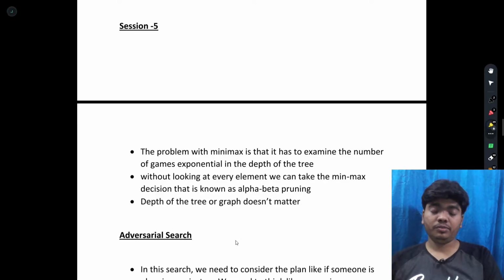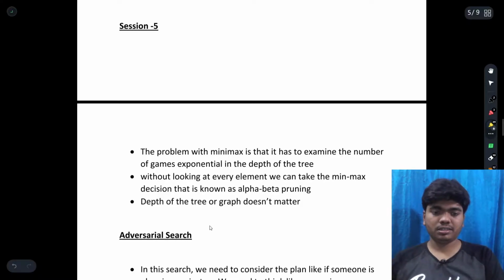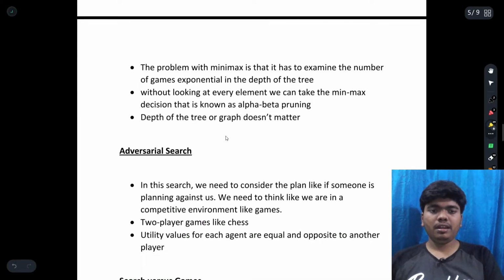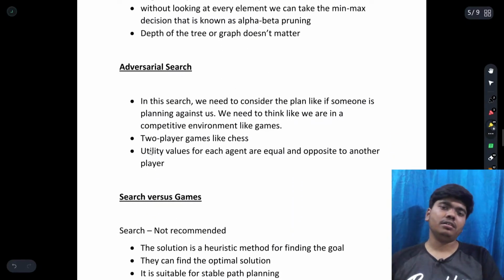In this video we are going to discuss adversarial search, and also games: how games are handled with the help of search algorithms. The min-max algorithm is different from this. The min-max algorithm has to examine a number of game states that grows exponentially with the depth of the tree. To avoid that, we consider alpha-beta pruning, which we will discuss in the next videos.